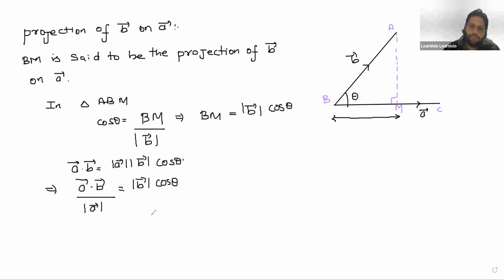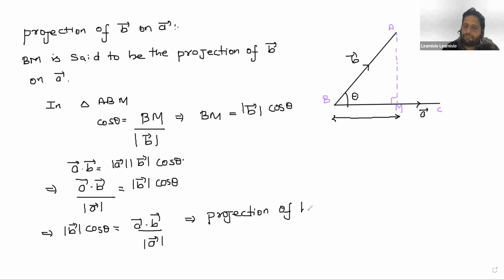So we can also say magnitude of B cos theta is equal to A dot B by magnitude of A. And what is B cos theta? It is nothing but BM, which is the projection of B on vector A. So it is equal to A dot B by magnitude of A. If you need to find the projection on any vector, find the dot product and divide by the magnitude of that vector. If you're finding the projection on A, divide by the magnitude of A.